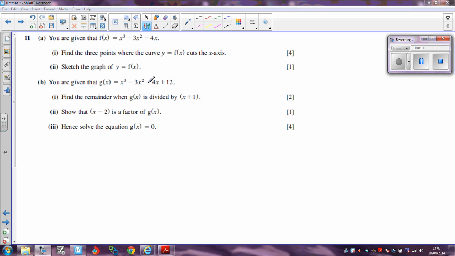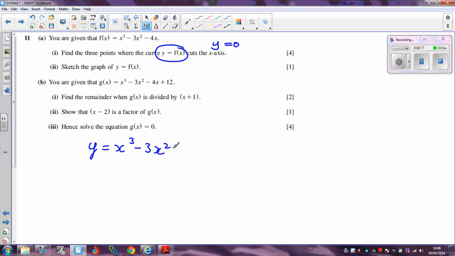Okay, in order to find the 3 points where the curve cuts the x-axis, we need to put y equal to 0. And in this case, y is the same as f of x, so I could write the equation of the curve as y equals x cubed minus 3x squared minus 4x, and we're going to put y equal to 0 because that's the equation of the x-axis. So I can write that x cubed minus 3x squared minus 4x is equal to 0.